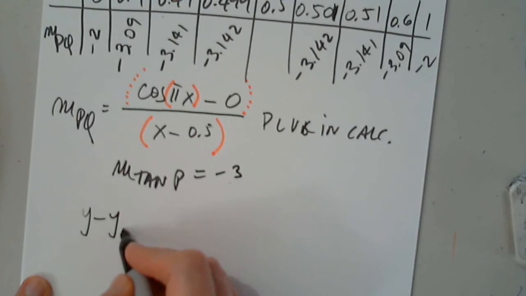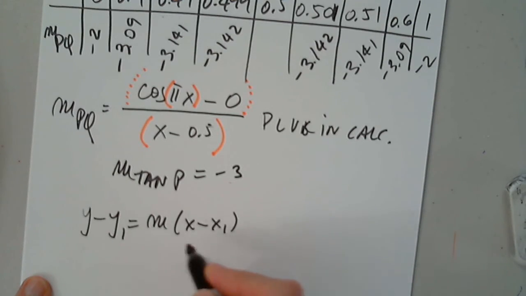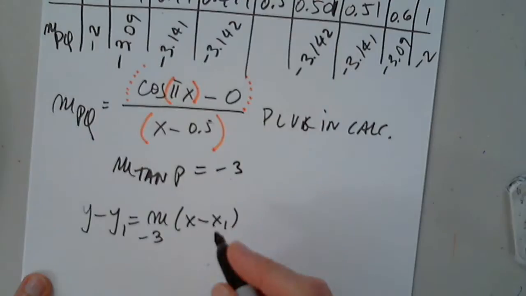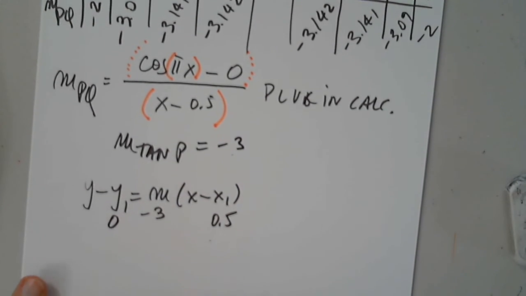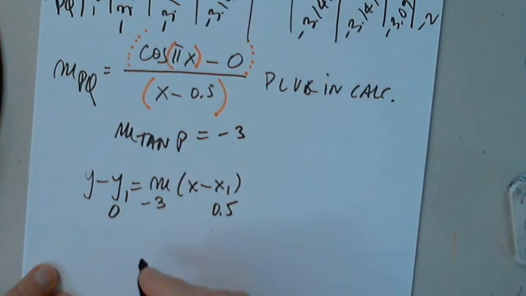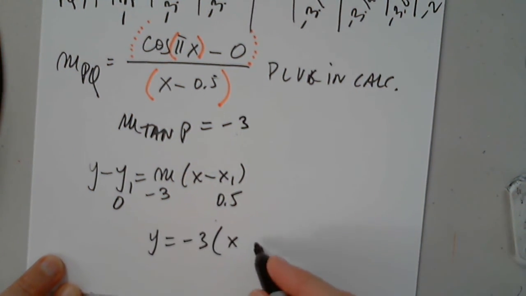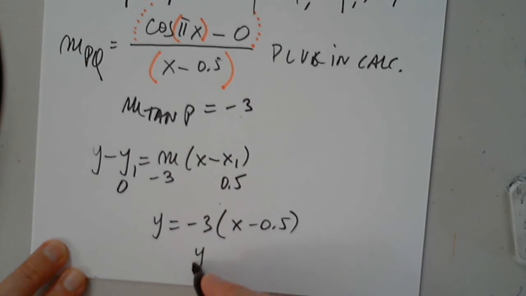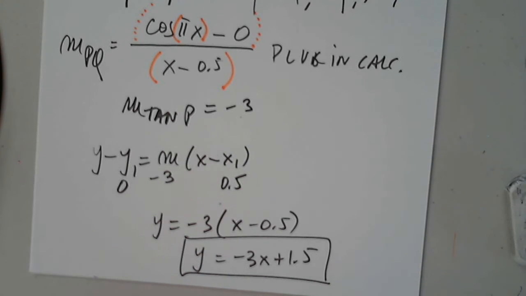So y minus y1 equals the slope times x minus x1, where this is -3, and this is 0.5, and this is 0. And then we have y equals -3 times x minus 0.5. I distribute: y equals -3x plus 1.5. So this problem, although it looks fantastic, should take 3 minutes. Okay, so that's accomplished. Back to our list.